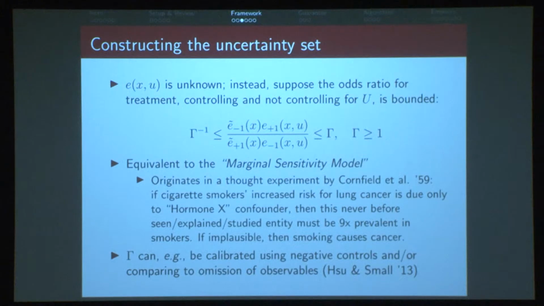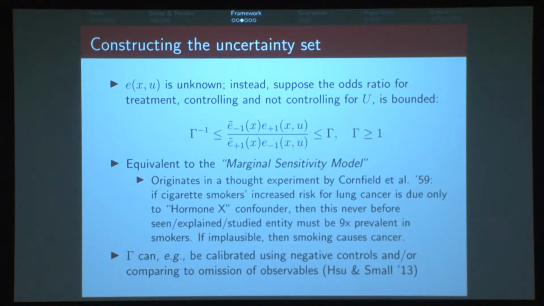And so this marginal sensitivity model has seen a lot of use in causal inference, where there's been a lot of proposals on how to calibrate gamma using negative controls. You see an effect that you know must be 0, so you ask how big should gamma be to invalidate that, and comparing what would happen if I let xu be my whole x and drop covariates, what gamma would that induce?